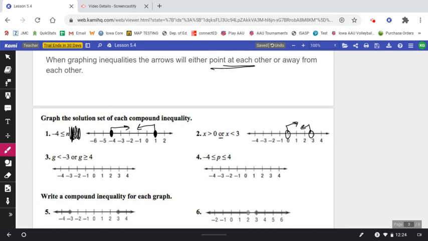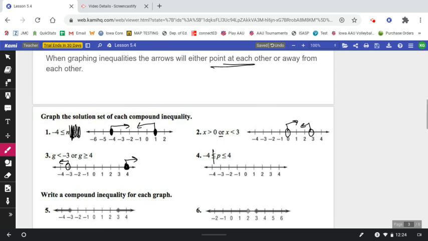On number 3, x is less than -3, so points to the left. And g is greater than or equal to, so filled in circle, and pointed to the right. Number 4, we have 2 here that we have to look at. So first we'll cover the left side and look at the right. P is less than or equal to 4. And then we'll read here, -4 is less than or equal to P, so that points to the right.